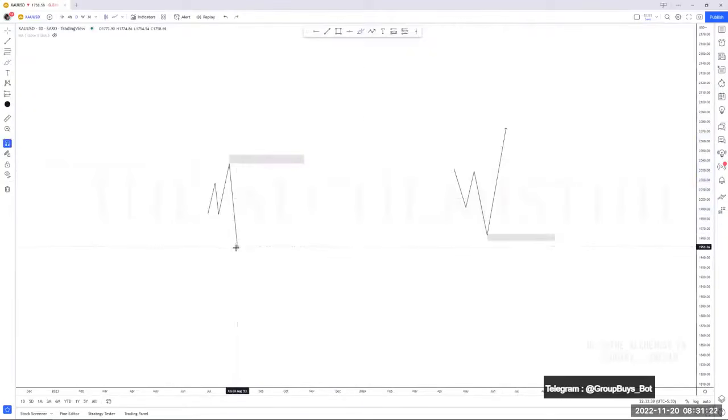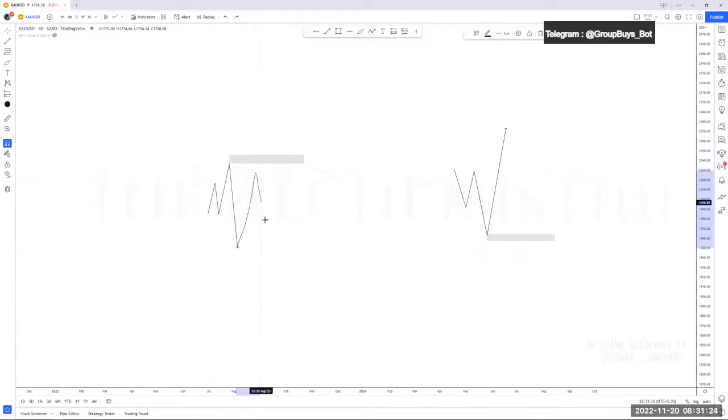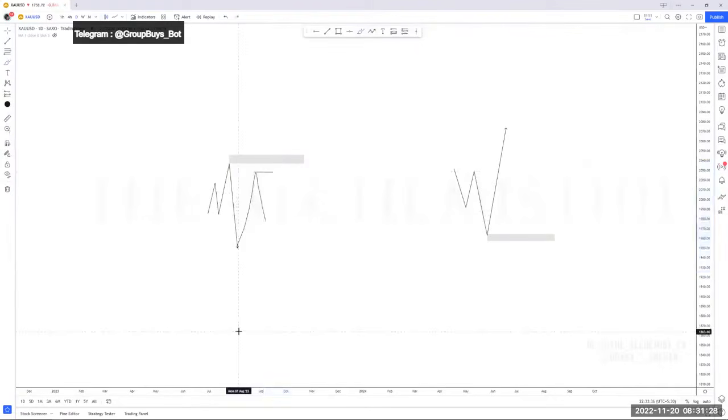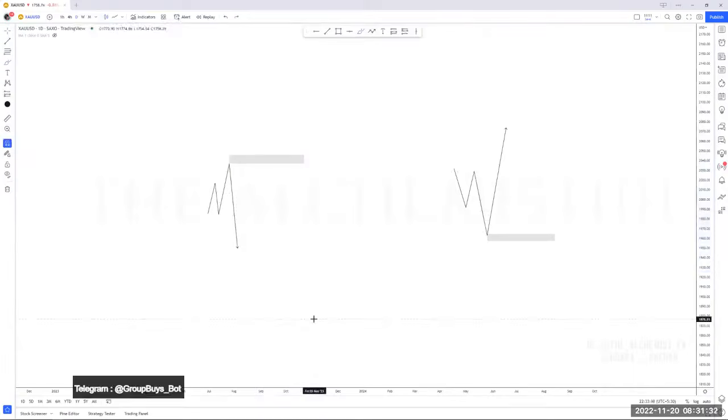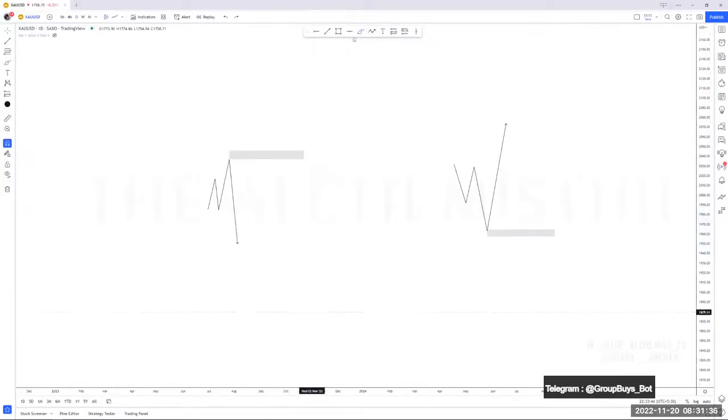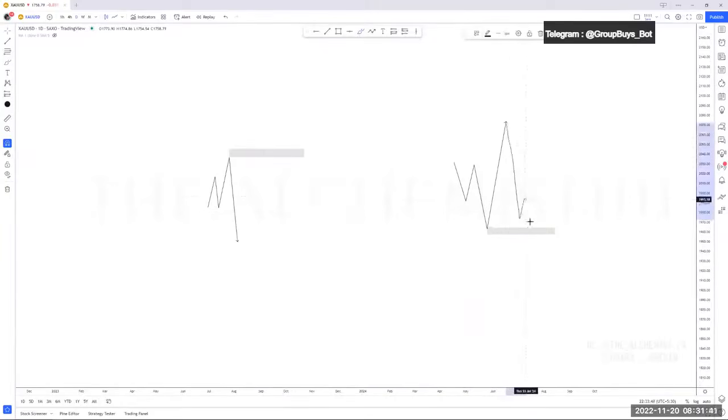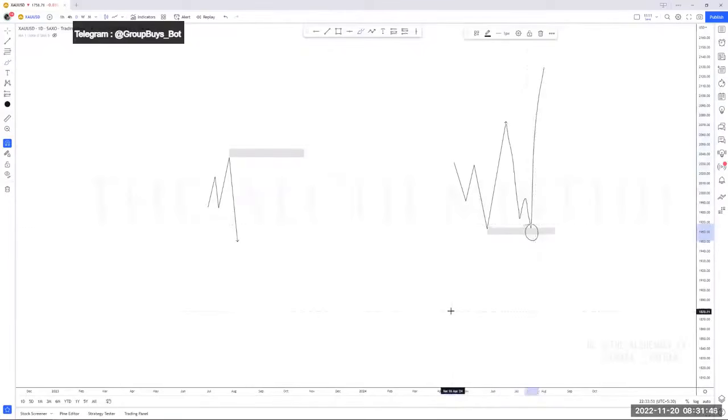But if it is reaching here, even if it does this and creates a high like this, you can still expect this to happen, as long as it creates liquidity. The most important thing is you need to see liquidity below the resistance, and then same thing in here. It has to have liquidity above the support, like this. So that is when we know that this zone will hold.